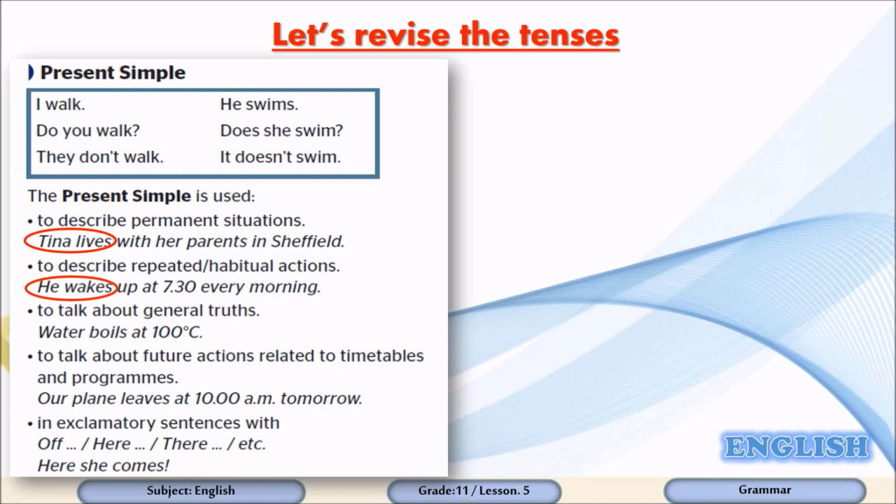3. To talk about general truth. For example, water boils at 100 C. 4. To talk about future actions related to timetables and programs. Our plane leaves at 10 a.m. tomorrow. And 5. In exclamatory sentences with here, for example, here she comes.